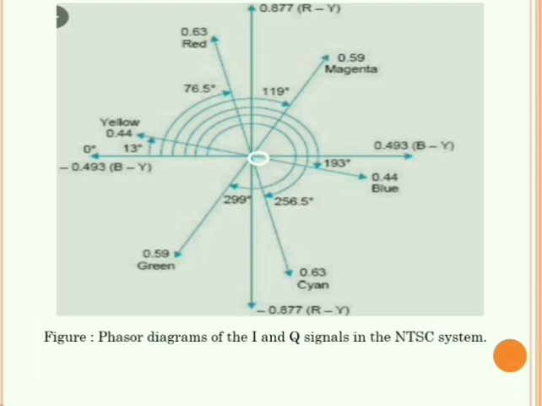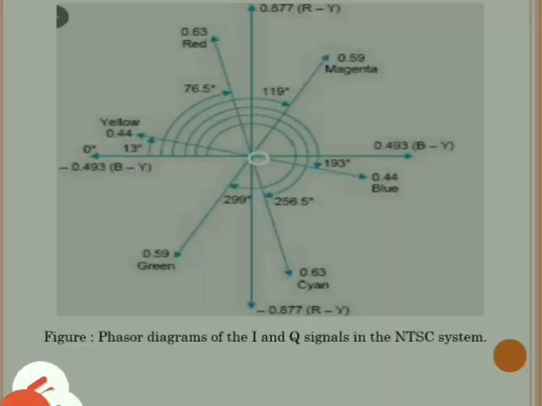The signal I is nothing but the counterclockwise signal to the R minus Y, the vertical line. The second signal is counterclockwise to the B minus Y. You can say on both sides of the B minus Y, that is the Q signal. This is nothing but the phasor diagram of the I and Q signals in the NTSC system. It is all given, whatever the angle of that particular signal with the axis is given.